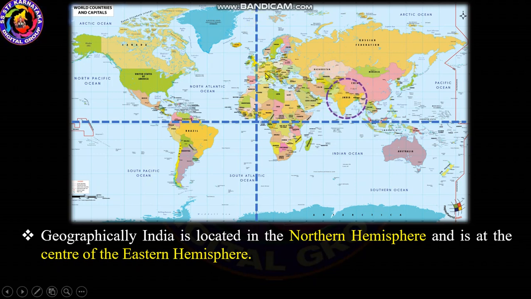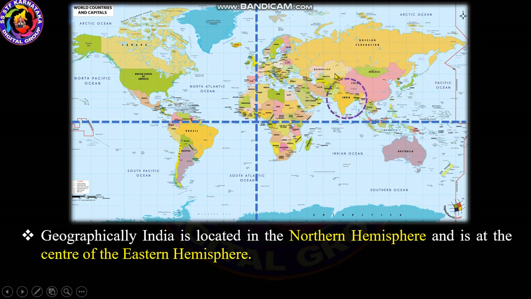This is the prime meridian or 0 degree longitude. It also vertically divides the world into two parts, eastern hemisphere and western hemisphere. The zone that lies to the east of the prime meridian is called the eastern hemisphere. So, India lies completely in the eastern hemisphere, and India is situated in the center of the eastern hemisphere.